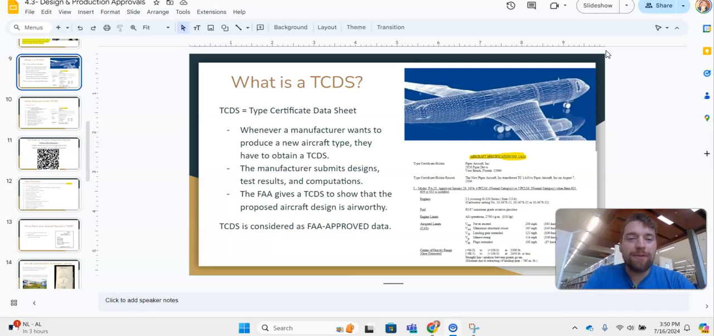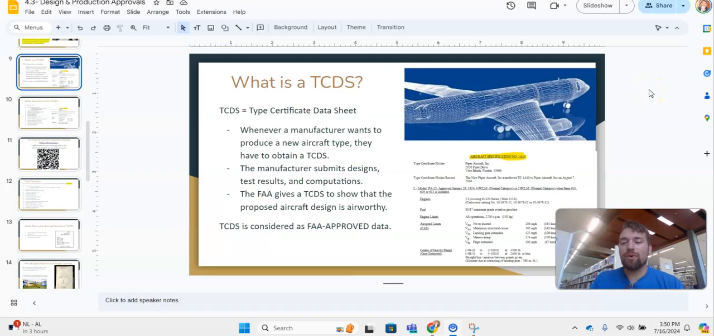We're going to be discussing a few different pieces of paperwork that are important to know in making sure that you have airworthy and FAA approved parts. So the first thing we need to know about is something that is called a Type Certificate Data Sheet, or TCDS. Here's basically the deal.